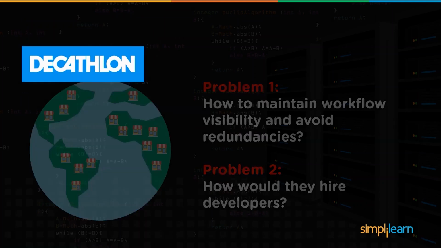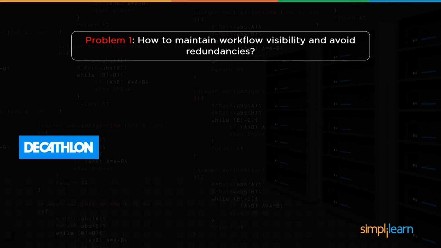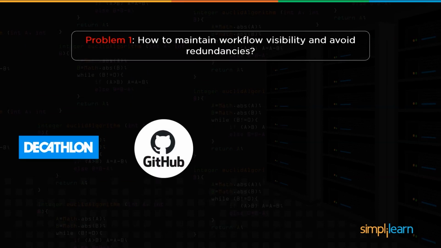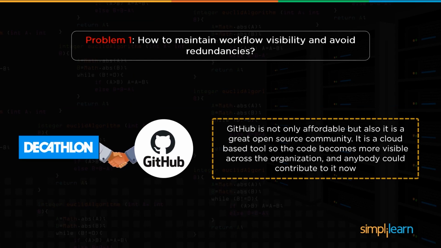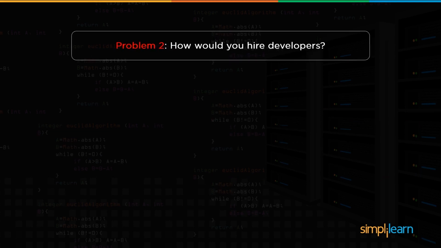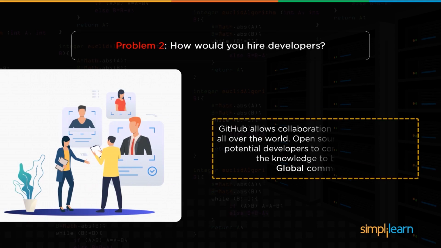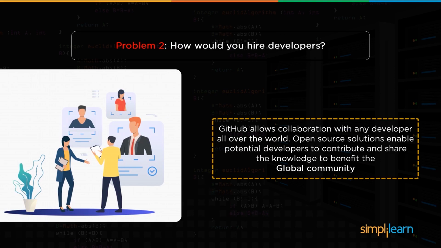Now, let's see how Decathlon solved these two problems one after the other. In the first case, the entire Decathlon shifted from any other remote repository to GitHub. GitHub turned out to be an amazing open source community as the code became more visible across the organization, and now anybody could contribute to it. Then, let's talk about the second case, hiring the developers. As we know, GitHub is an open source community, so it helped in collaboration with any developer all over the world. The potential developers could now contribute to benefit the global community.